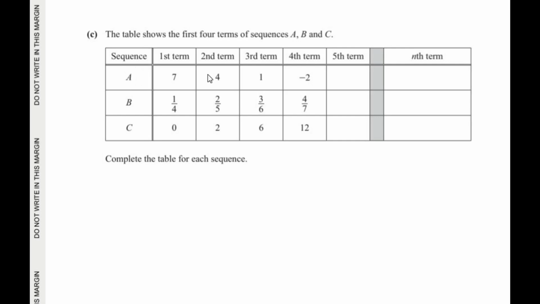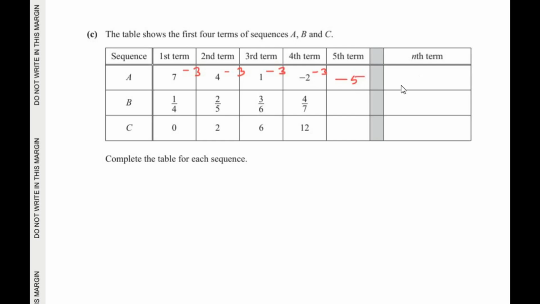Now for A we can see that the first term is 7, the second term is 4, the third term is 1. We see a pattern over here, that is 7 minus 3 gives us 4, 4 minus 3 gives us 1, and 1 minus 3 gives us negative 2. So there is a common difference for the sequence. So the fifth term, we can say, is minus 2 minus 3, which gives us negative 5.